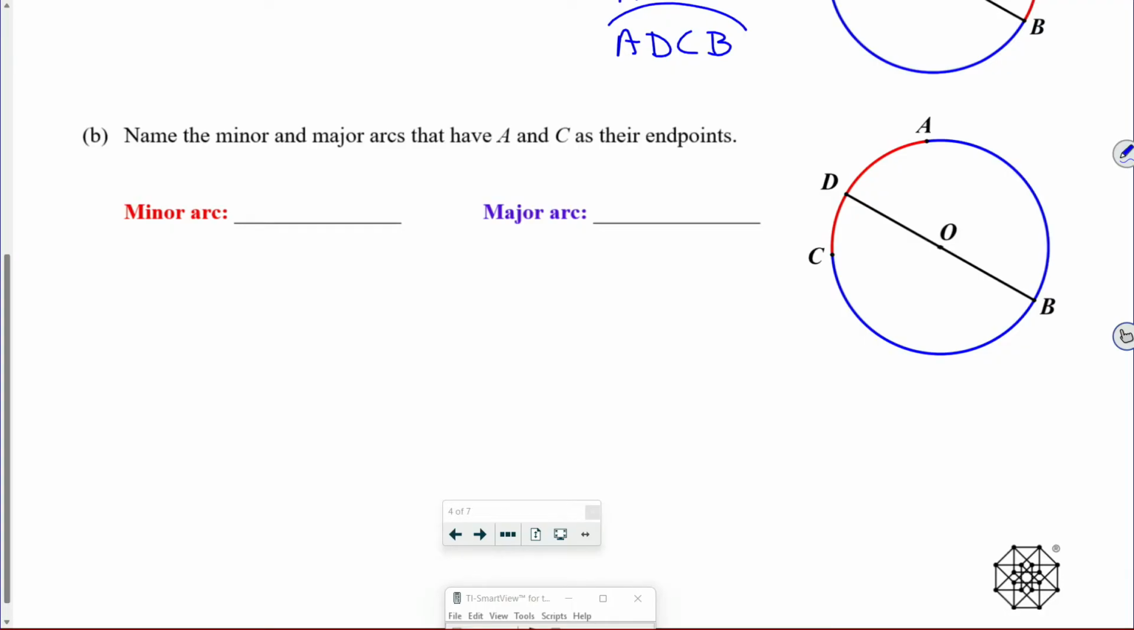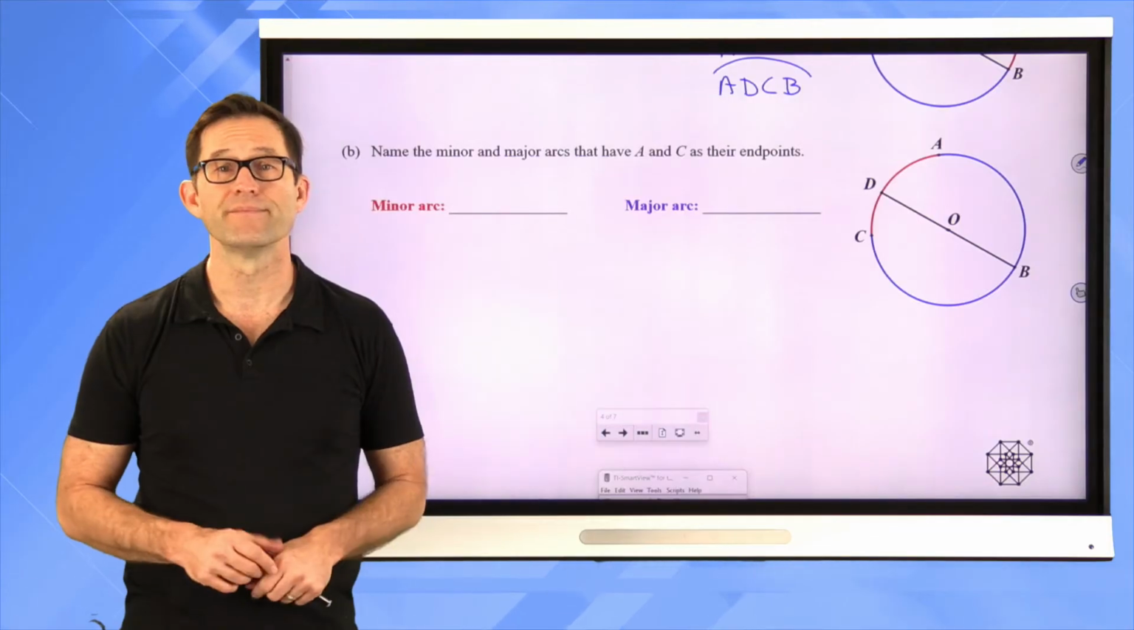Now let's see if you kind of understand that idea in letter B. Name the minor and major arcs that have A and C as their endpoints. Okay, go for it.